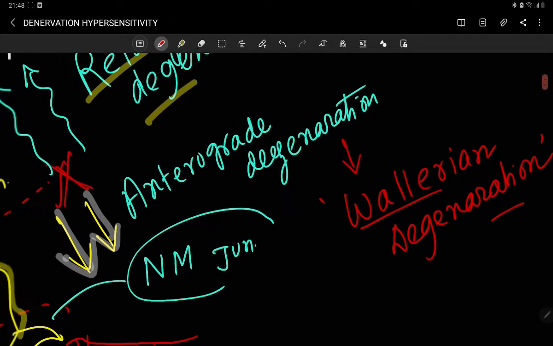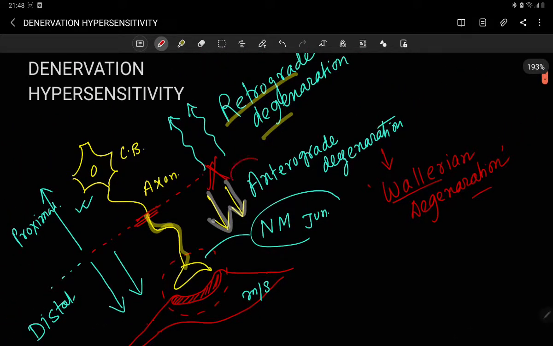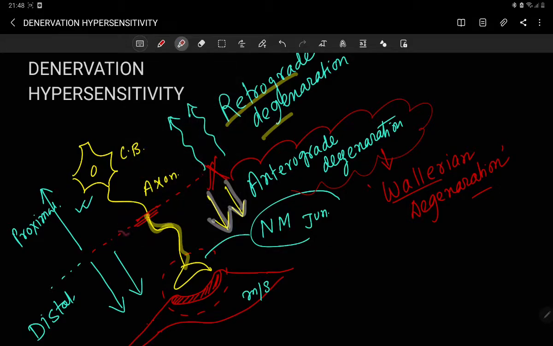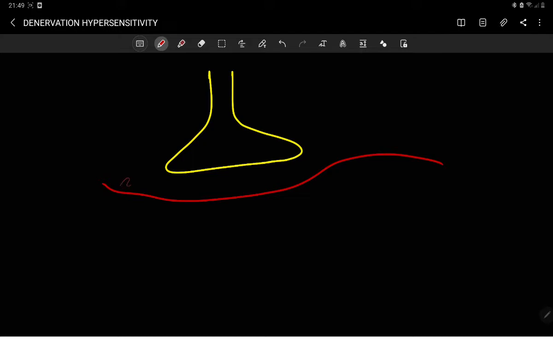So now, what is denervation hypersensitivity? Here you can appreciate the degeneration at this level of this neuron causing what. Now I am going to draw only this portion, enlarging it. This is the axonal terminal, and this is the muscle and the motor end plate of the muscle.